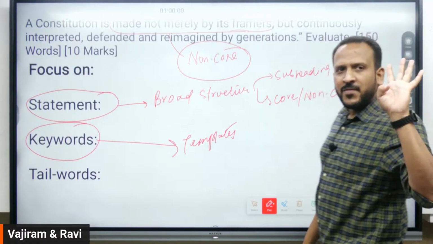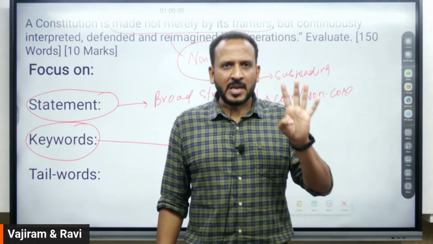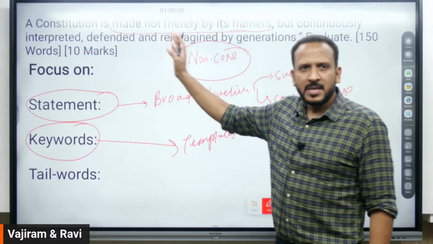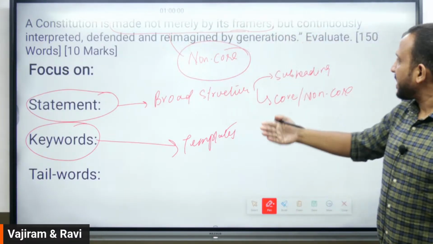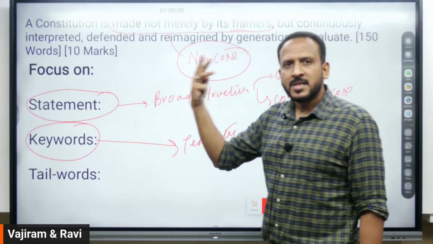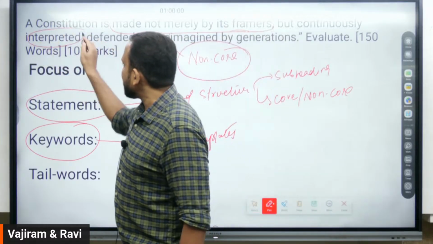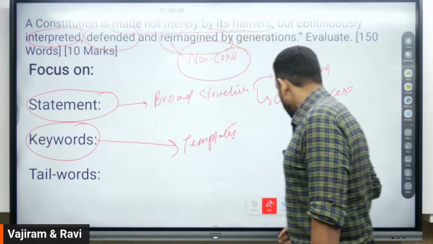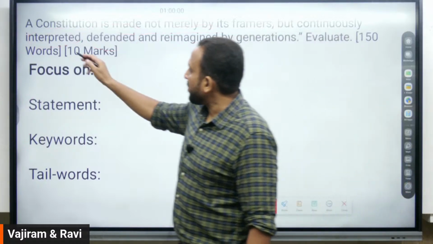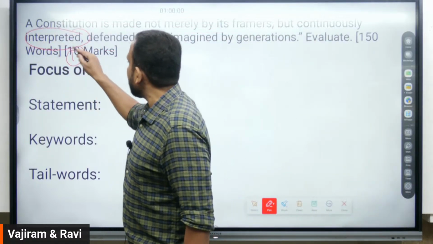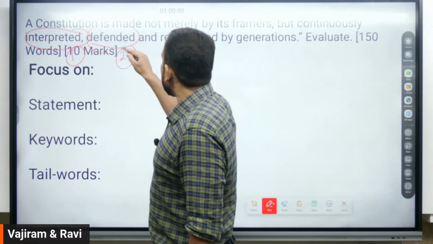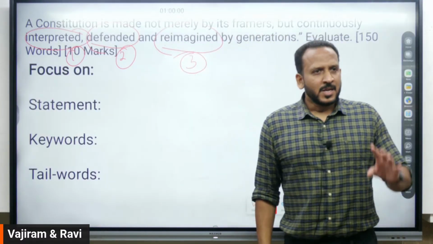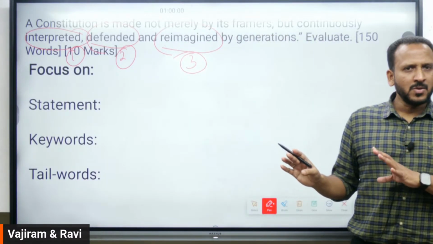So there will be 4 subheadings in my answer. First for the framers, then the core part will be under 3 subheadings, that is interpreted, defended, and reimagined. This is my core demand. This is my first subheading, this is my second subheading, and this is my third subheading. So my statement is broken down now.